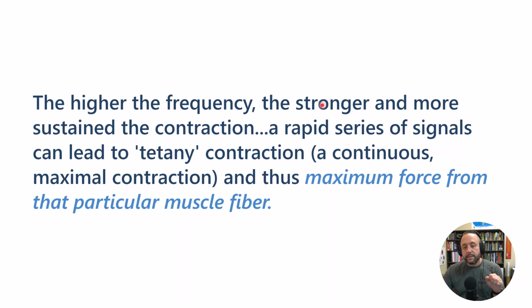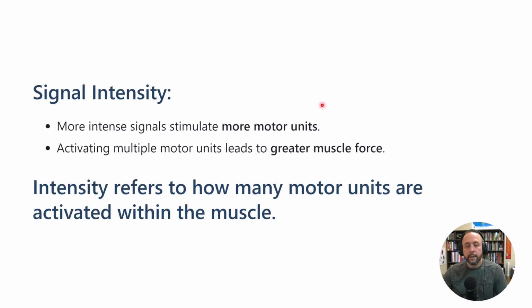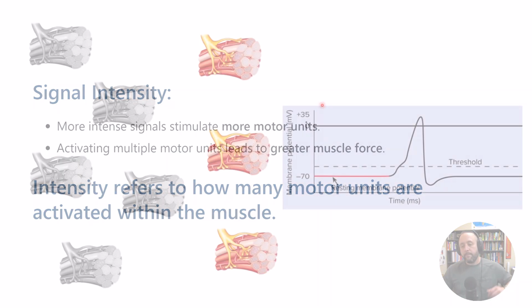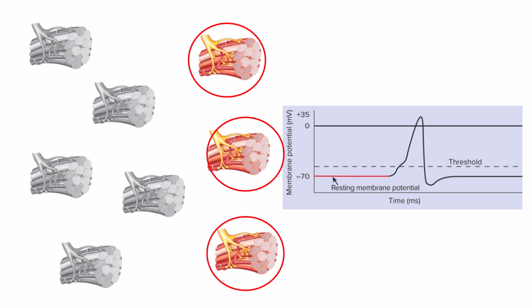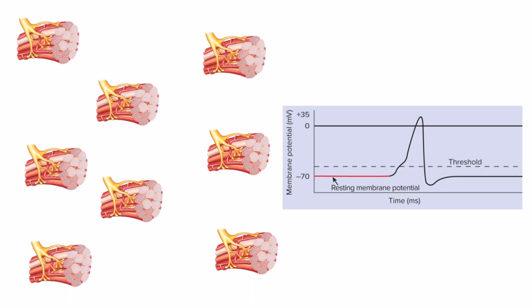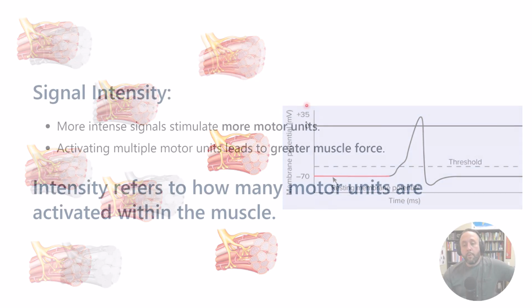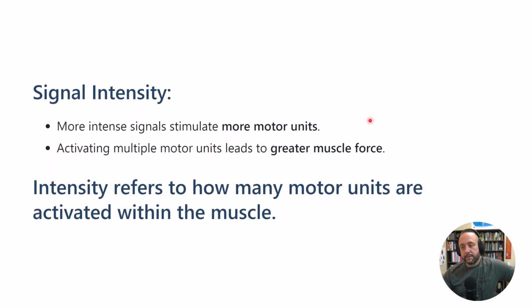So a rapid series of signals can lead to tetany. Hopefully we have a little bit of understanding what that word is: continuous maximal contraction, and thus maximum force in that particular muscle fiber. Intensity, or height of the wave, amplitude: if it's more intense, you can't really do anything else with those muscle fibers that are maxed out. But what you can do is increase the sound, increase the call for help, and recruit more motor units together to help lift this thing. And so once you get more motor units moving, you get more muscle force contraction out of a greater signal intensity.